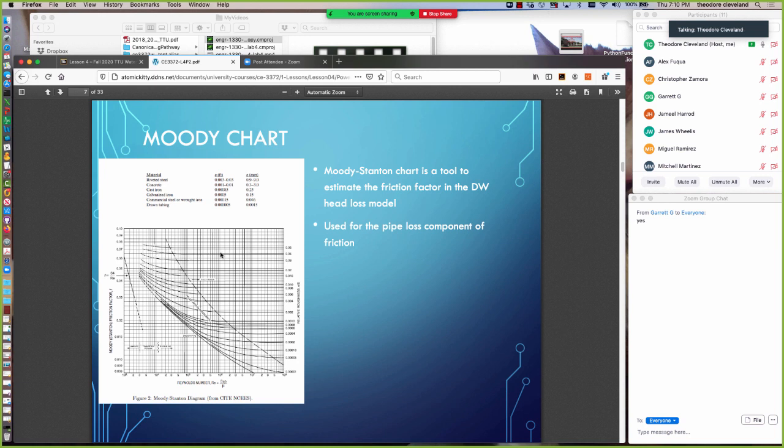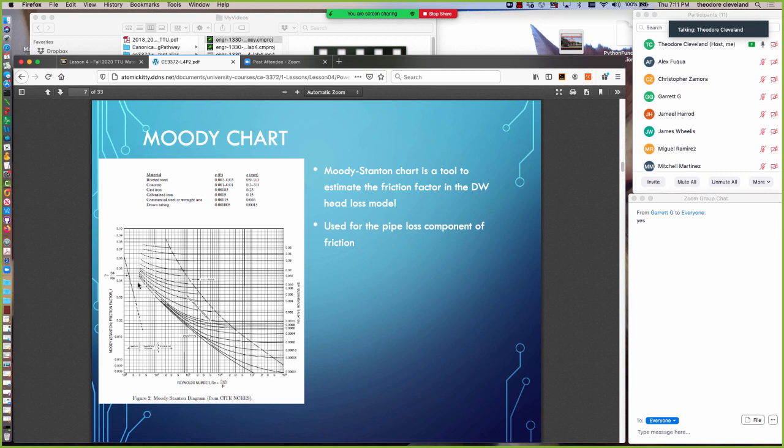There's a family of curves here, and they all get their information from the right axis. Each curve represents a relative roughness, or roughness ratio, which is the roughness height of the material divided by the diameter of the pipe. For instance, the relative roughness 0.002 is this line right here. You see that a portion of it is pretty much flat, horizontal, and then it starts to curve up as the Reynolds number goes down.